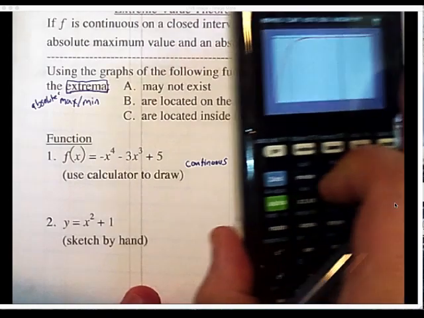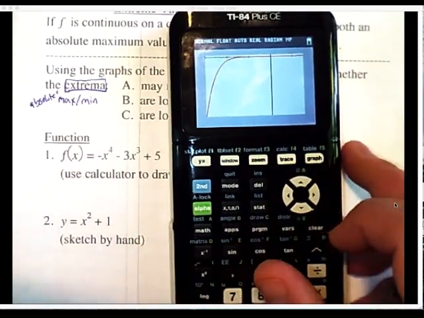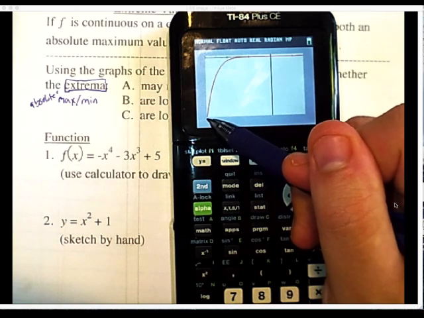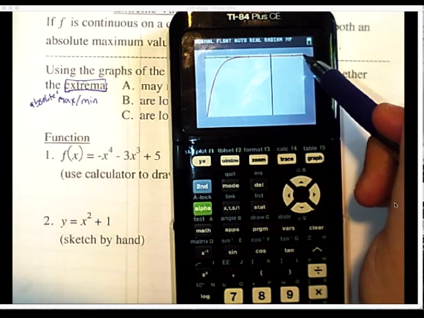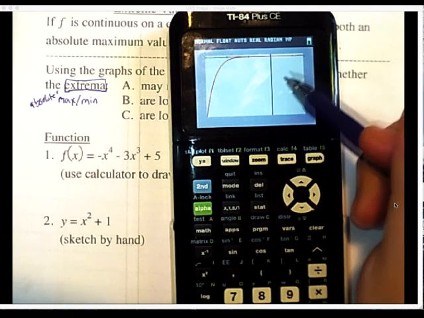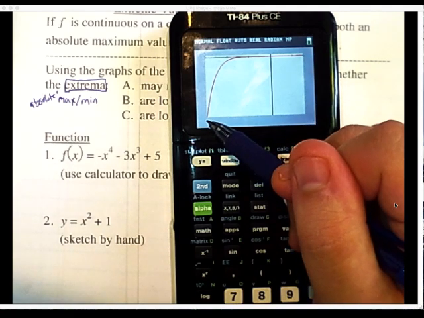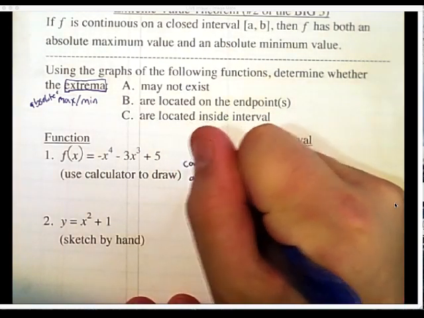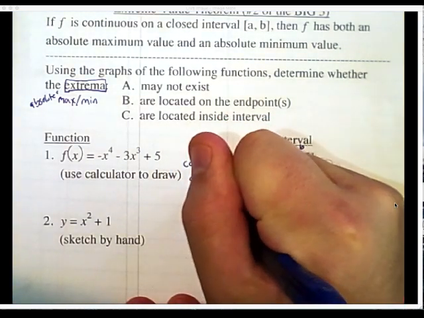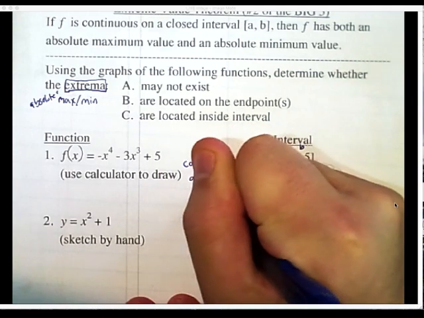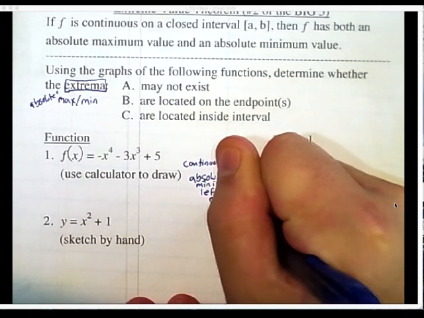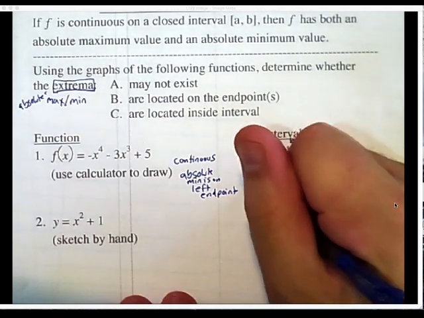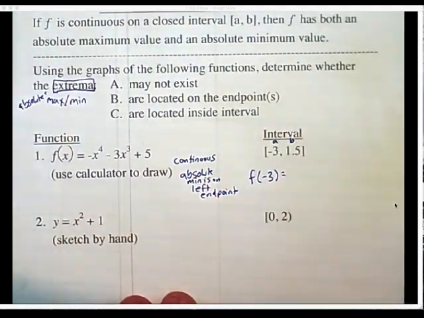Now, what's the low point here? What's the low point of this graph? You've got to remember there's a filled in circle right here, and there's a filled in circle right there. So here, the absolute minimum is on the left endpoint.